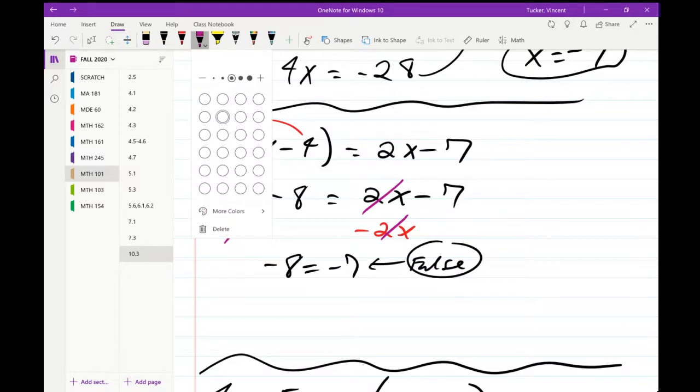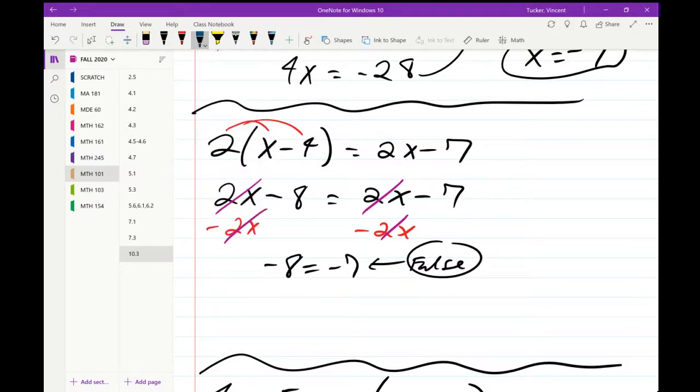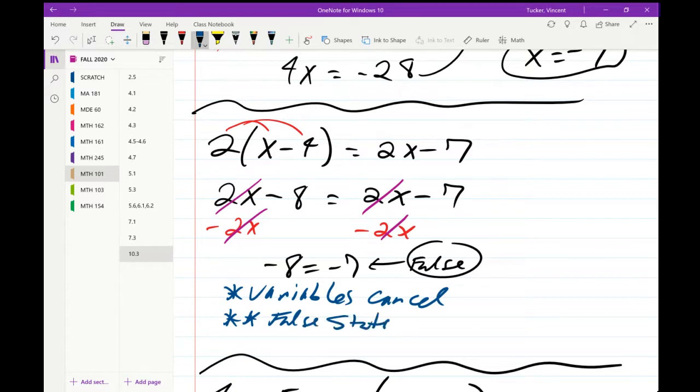So two things happen here. If your variables cancel and you end up with a false statement, your answer is no solution.